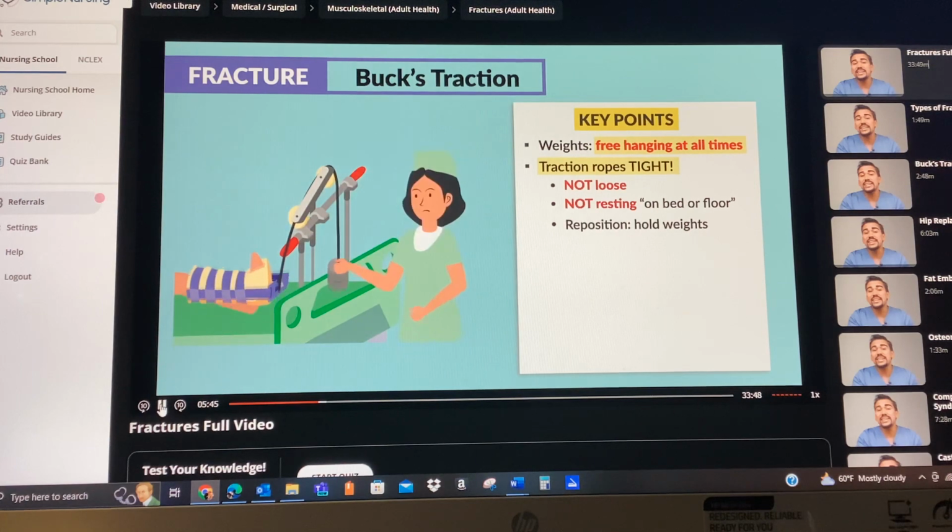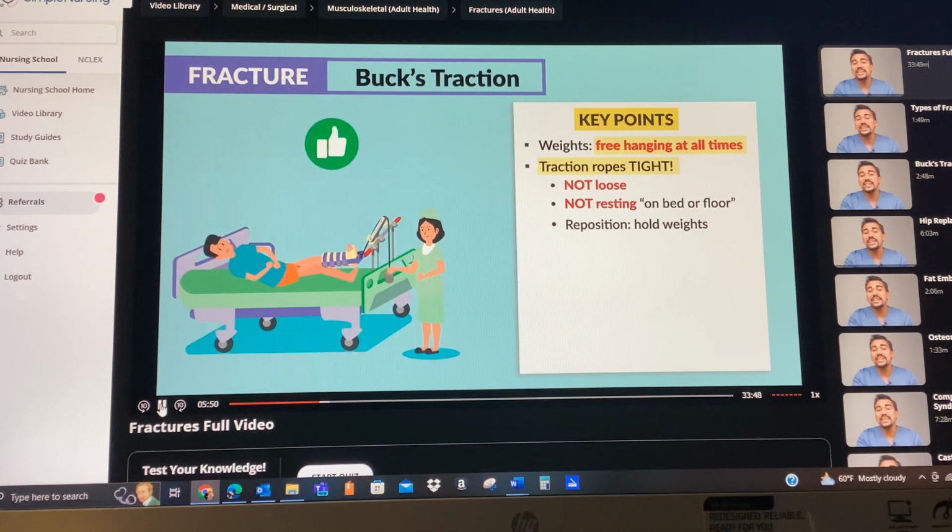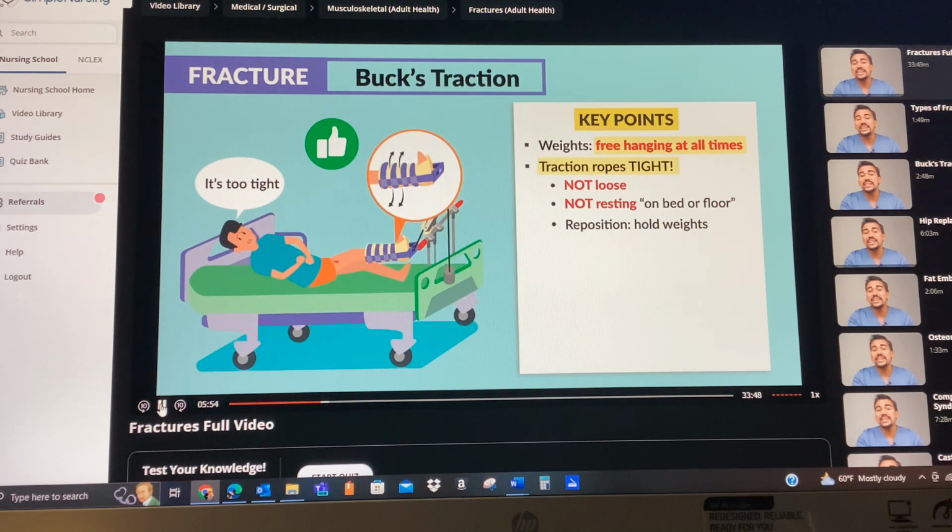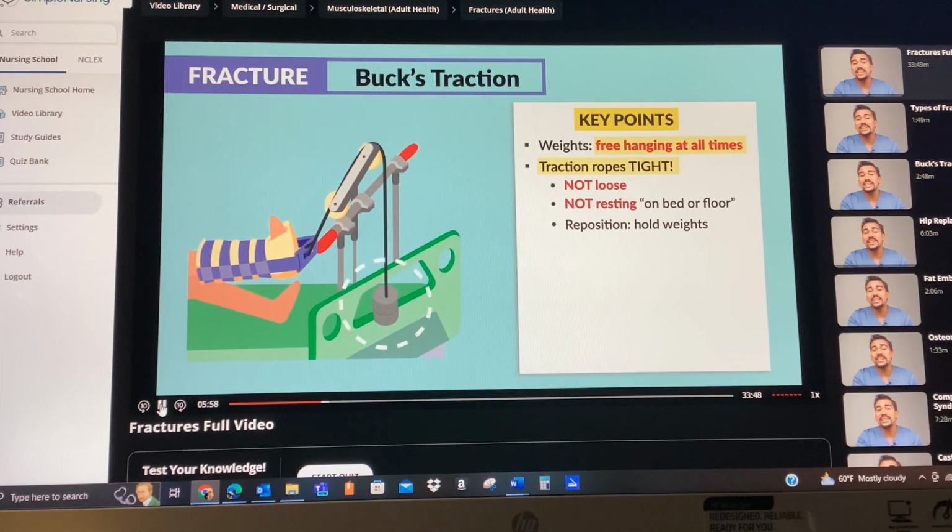And when we're repositioning the patient, we hold the weights. So yes, it's okay to hold the weight while the patient repositions in bed, and it's okay to loosen the straps when the patient reports it's too tight. Just make sure to keep the traction after as much as possible.